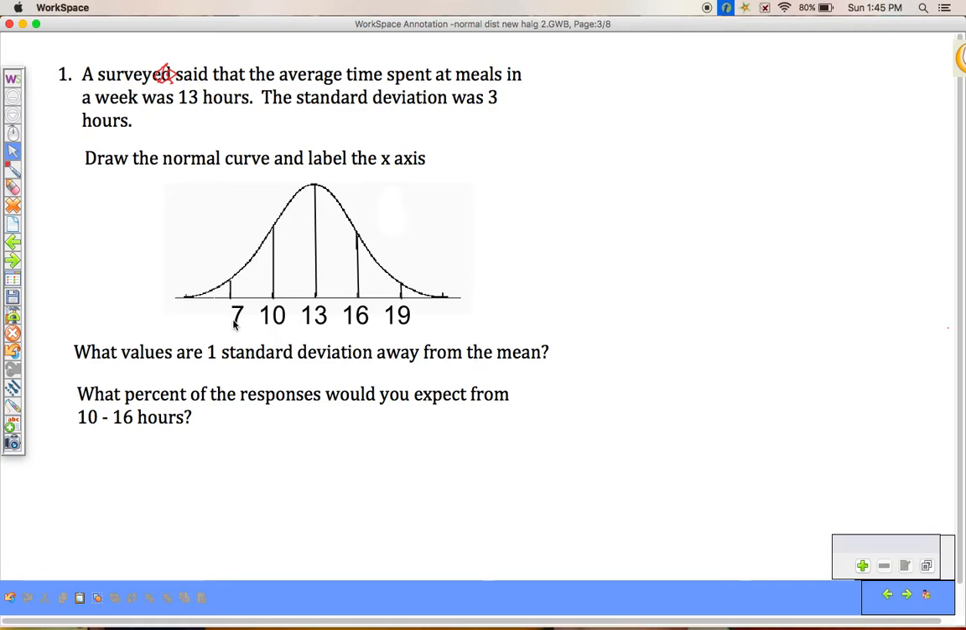So 7 is 2 standard deviations away from 13, which would be a z-score of -2. If you remember z-score, it's how many standard deviations you are away from the mean. 16 is 1 standard deviation away from the mean, so this would be a z-score of 1.